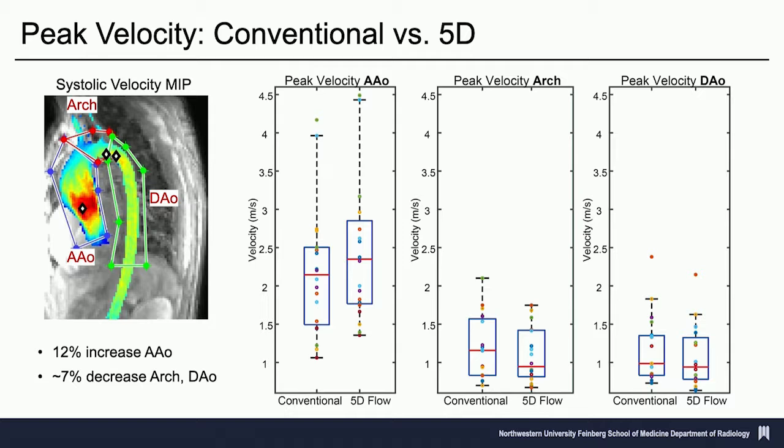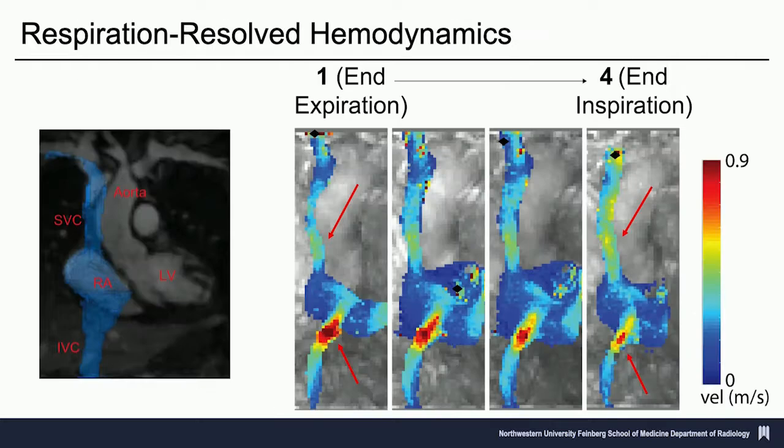We also looked at peak velocity, looking at the ascending aorta, arch, and descending aorta, and we found significant differences between the 2 techniques, specifically a 12% increase relatively in the ascending aorta and a roughly 7% decrease in the arch and the descending aorta.